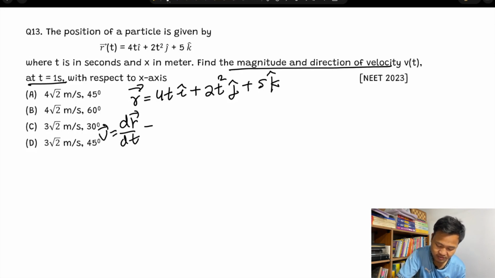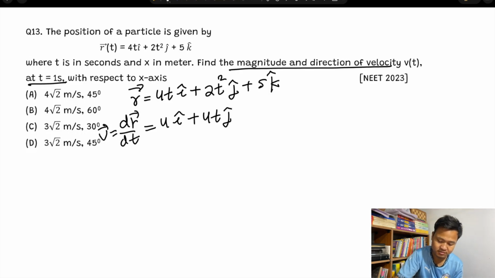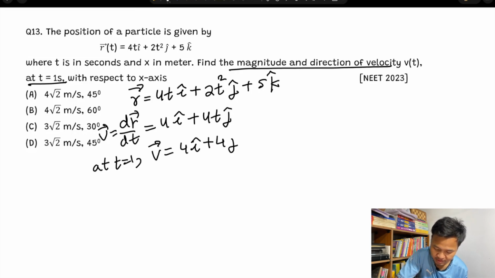If I differentiate 4t, I will have 4 i cap. If I differentiate 2t squared, I will have 4t j cap. Differentiation of constant 5 is 0. So this is your velocity. At t equals 1, what is the velocity? I will have here 4 i cap plus 4 j cap.